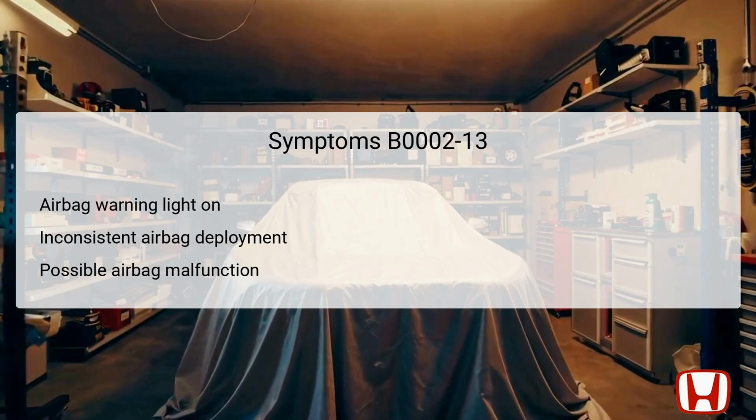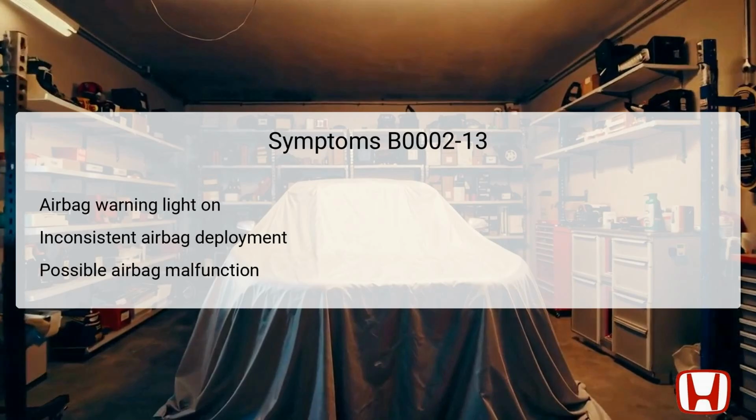Additionally, there may be inconsistent deployment of the airbag, meaning it might not activate during a crash, putting the driver's safety at risk. A malfunction in the driver's airbag can also lead to other irregularities in the SRS, further jeopardizing a passenger's safety. Being aware of these symptoms can prompt timely inspections and repairs, ultimately ensuring that the airbag deploys reliably when needed.